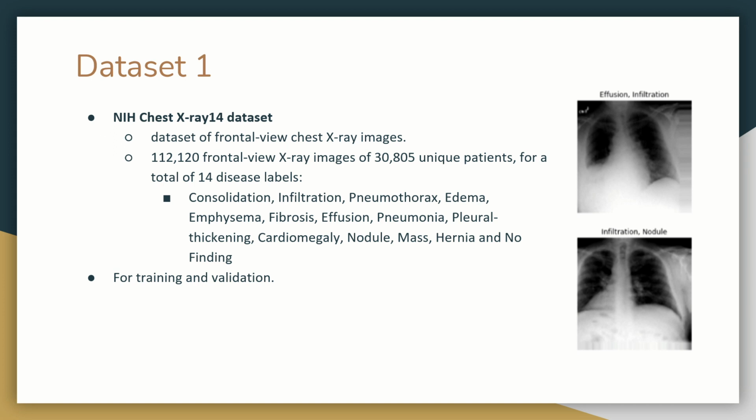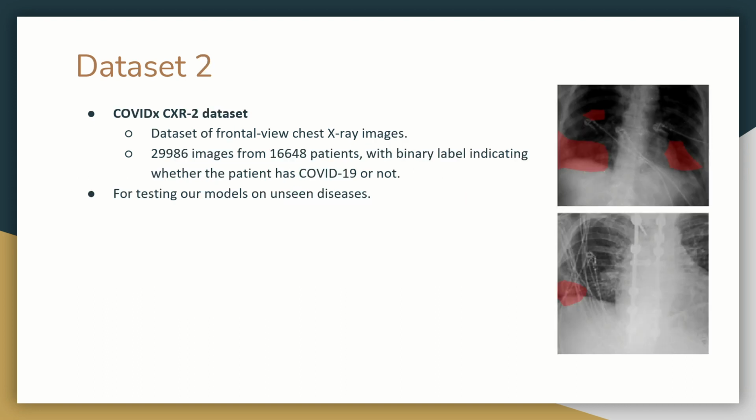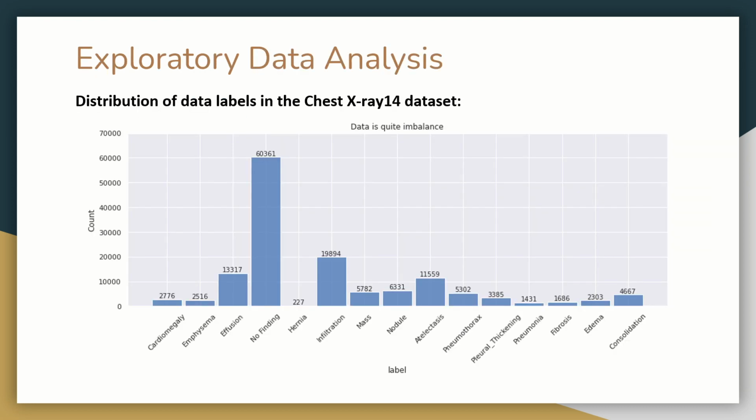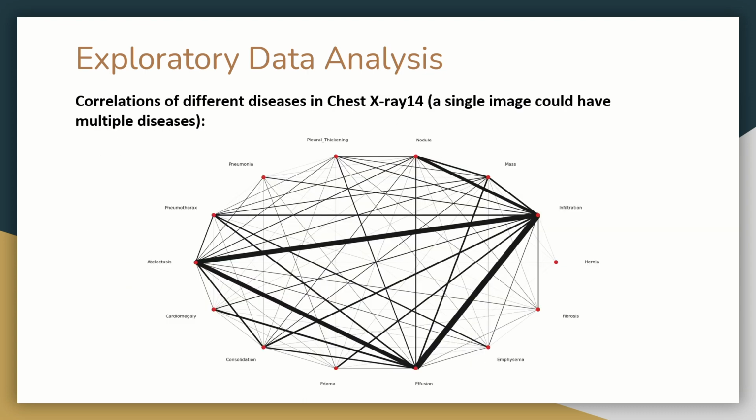The first dataset we use is the NIH chest X-ray dataset. It has about 100K labeled chest X-ray images with a total of 14 different disease labels. COVID-19 is not included in this dataset. We use the dataset for model training and validation. The second dataset is the COVID-X CXR2 dataset. It contains about 30K chest X-ray images with a binary label of whether the patient has COVID-19 or not. We use this dataset to test our models on an unseen disease. Here's the disease distribution of the first dataset, and here's the correlation between different diseases.